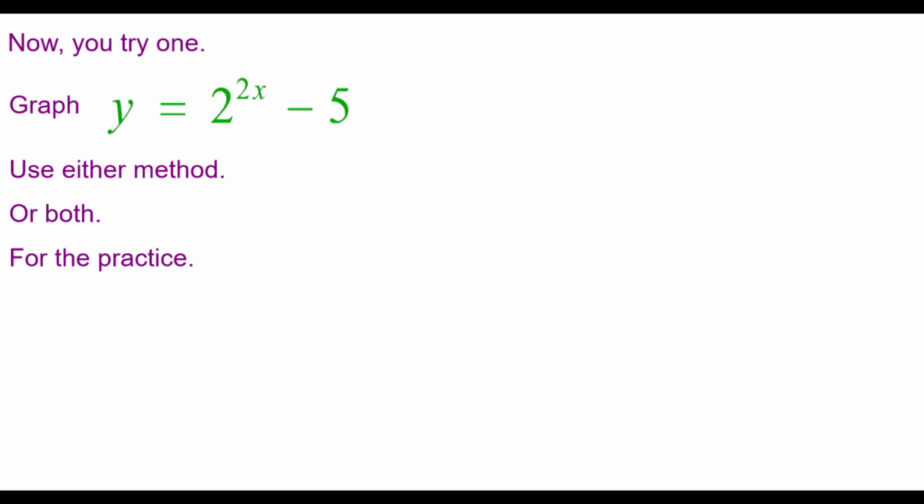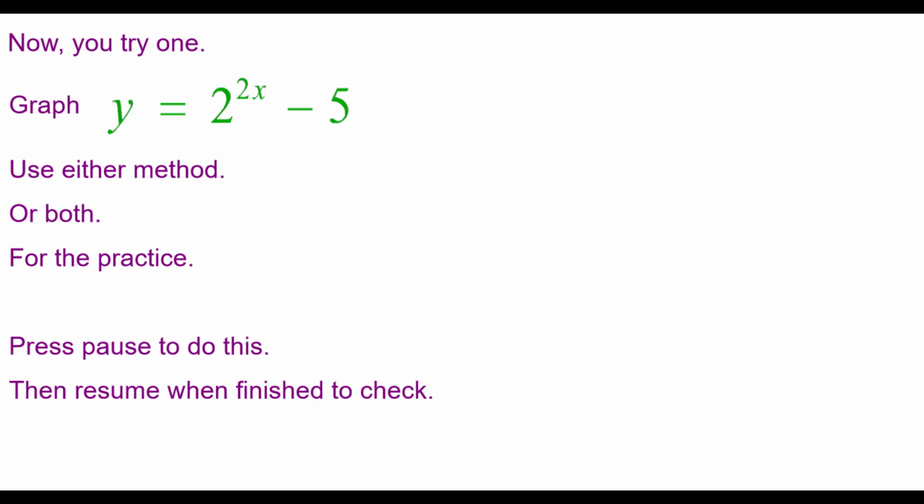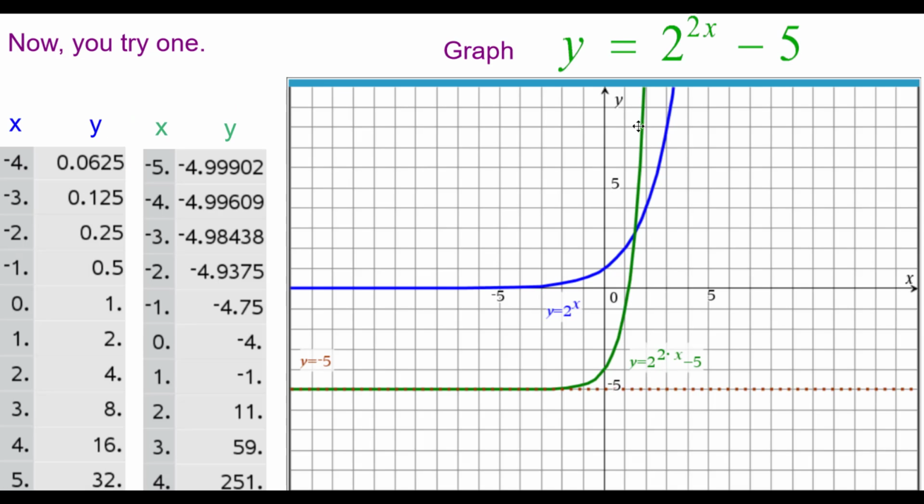Now you try one. Graph y equals 2 to the 2x power minus 5. Use either method or both for the practice. Press pause to do this and resume when you're finished to check your answer. And here's your answer in green, the graph, and the table.